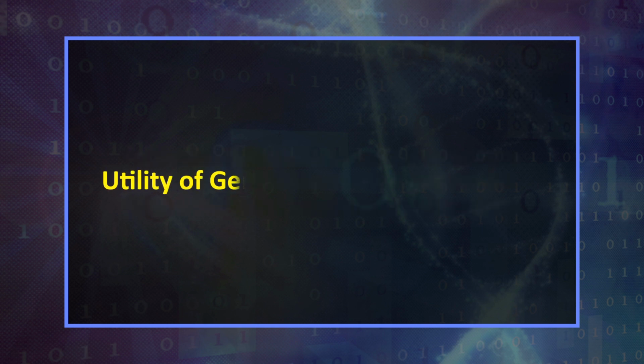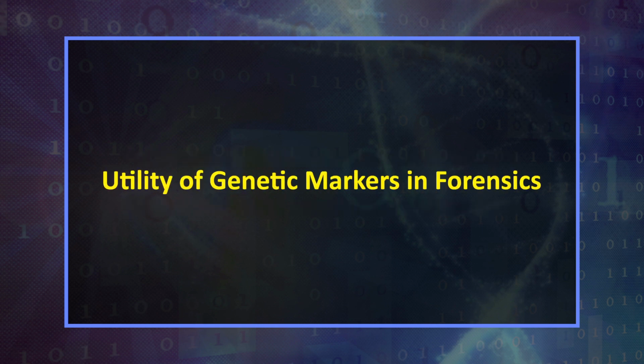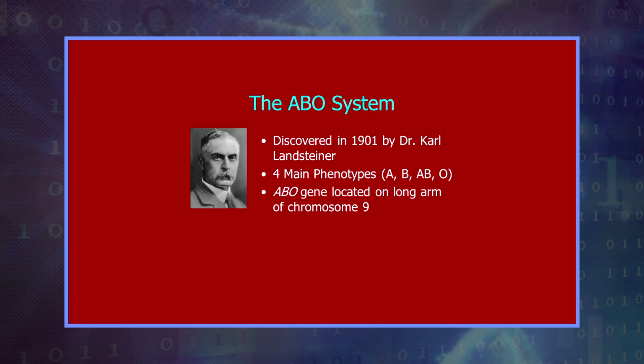Dear students, let's now discuss the utility of genetic markers in forensics. Like other subjects, forensic genetics gradually emerged and developed through long-term social practice. Following the discovery of the ABO blood groups by Carl Landsteiner in 1901, human blood typing was used in identification, and forensic genetics entered the scientific age.